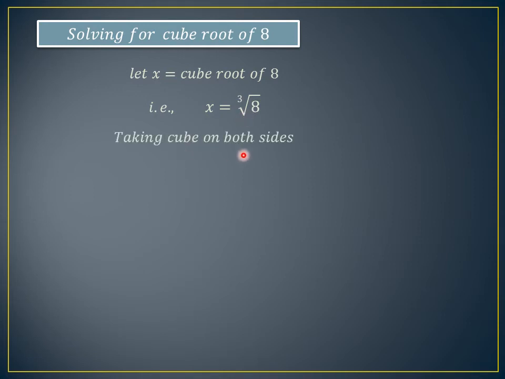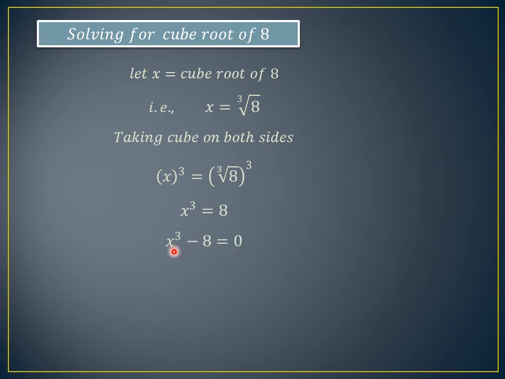So taking cube on both sides, we will get cube of x and cube of cube root of 8. This cube and cube root will get cancelled with each other. So the answer will be x cube equals 8. Before applying the formula, we have to bring the equation equal to 0. So we have to take 8 to the other side of the equation. It will become x cube minus 8 equals 0.